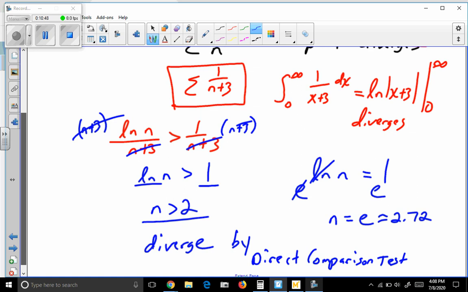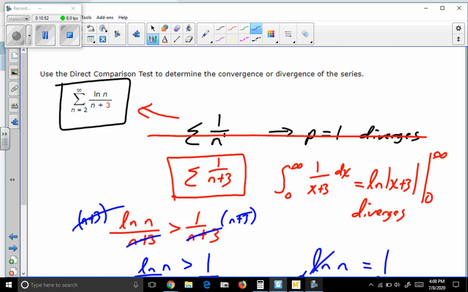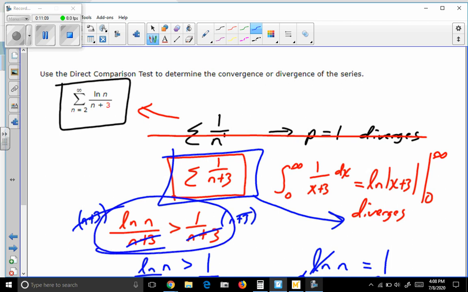Since we have to show how the direct comparison works, we have to show what our comparison is, then we have to show that this one diverges, and then we have to show this inequality to be true. We can't just say, well, this one diverges, so this one does. Well, why does this one diverge? It diverges because this one is bigger than this one. This one diverges, so that one does too.